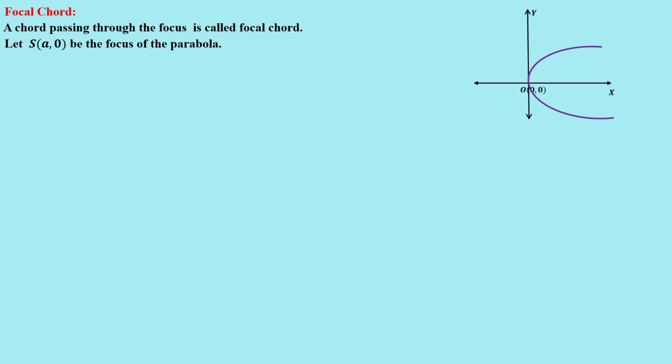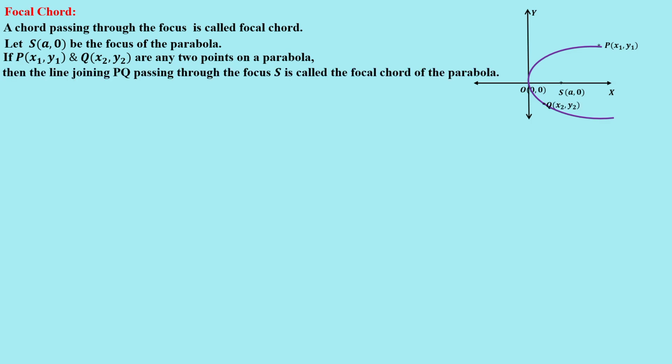Next, focal chord. A chord that passes through the focus is called a focal chord. Simple definition: x-axis, y-axis, origin. This is the parabola. Let S(a, 0) be the focus of the parabola, and P(x1, y1) and Q(x2, y2) any two points on the parabola. Then the line joining PQ passing through the focus S is called the focal chord. Here PQ is the focal chord.